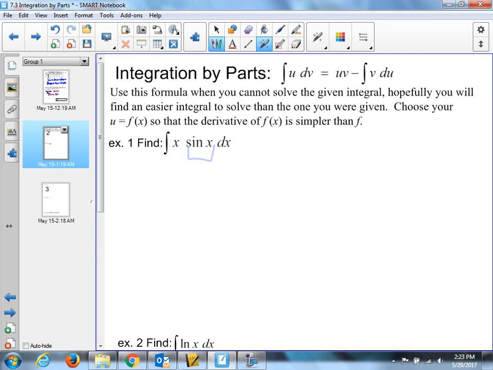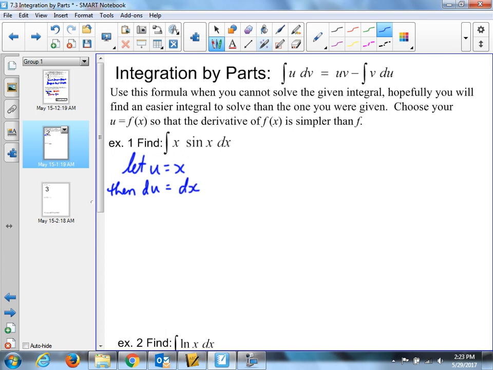If I choose u to equal x, what's my du? 1. Now that is definitely simpler, right, than what I have. If you chose it as sine of x, you've got cos of x, and it's not any simpler. It's equivalent, right? So we're going to let u equal x, then du is equal to 1 dx, right? I won't put the 1 there, but it's dx.